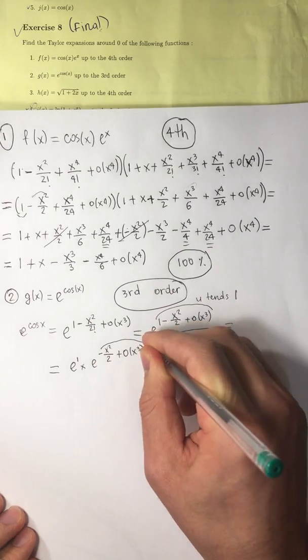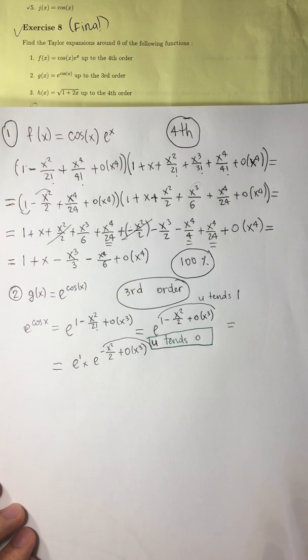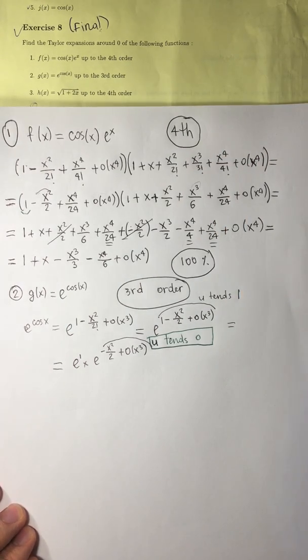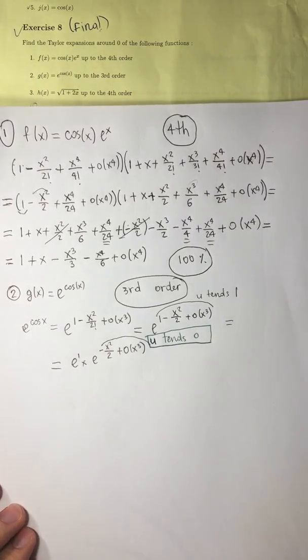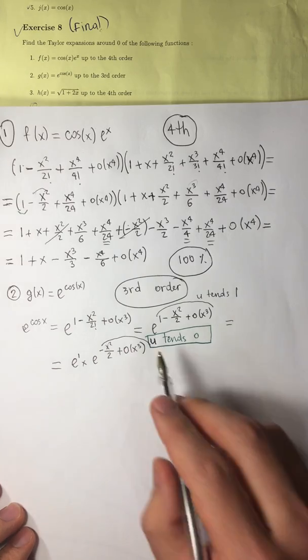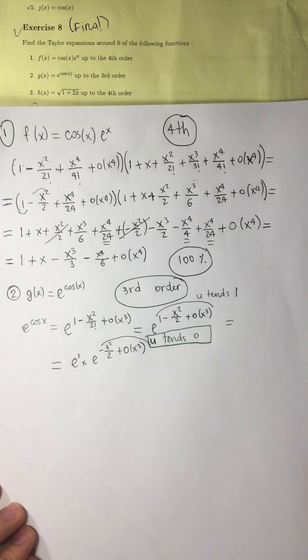If you don't write this, you will lose points, I'm sure, because when they check it, I mean, the professors, they're good. They already know what you're doing. But if you don't write this, you will get a penalty, like minus points. So you must write this. u must tend to 0 in this problem.